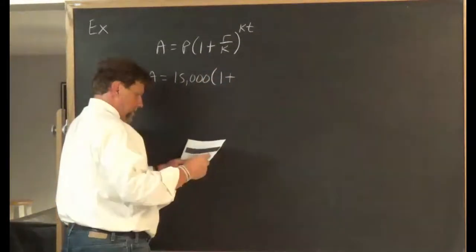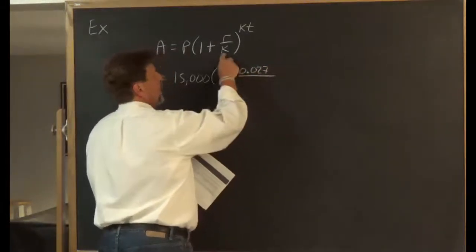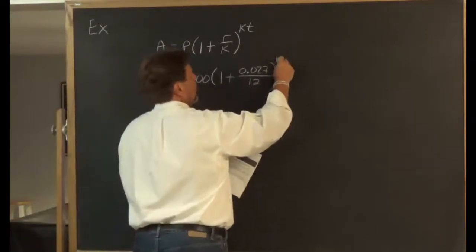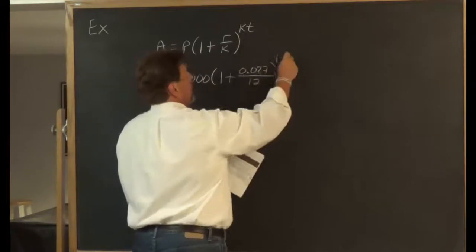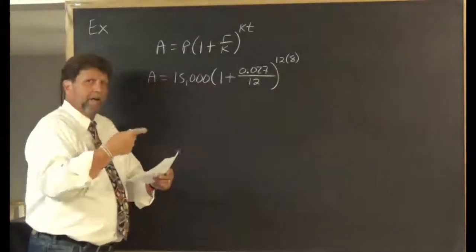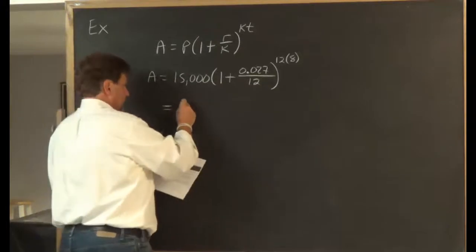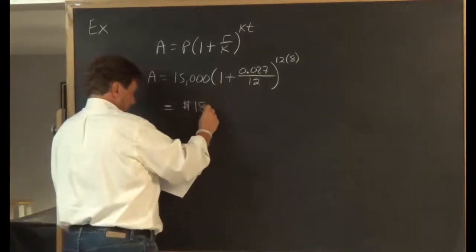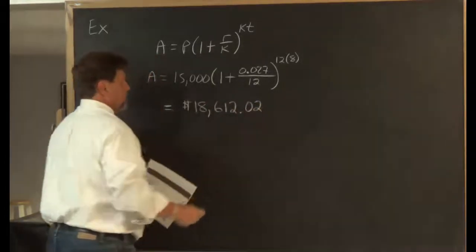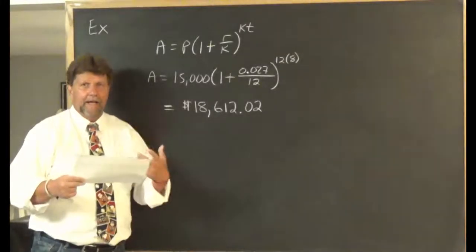We said R is 2.7%, so that's 0.027. Compounded monthly, so K is 12, and 8 years, so T is 8. So when I fire up my calculator and evaluate this and round it to the nearest cent, I get $18,612.02. So that's my future value. That's the amount I will have in the account in 8 years.